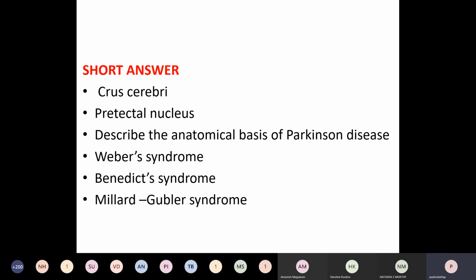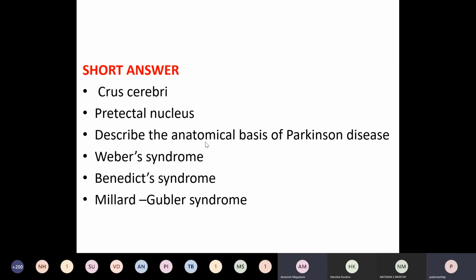Any doubts? Ma'am, I had a doubt. Yeah, tell me. Ma'am, in the section between upper pons and lower pons, in the upper pons, you said that both the trigeminal nuclei are seen. Ma'am, is the mesencephalic nucleus also seen in the upper pons?